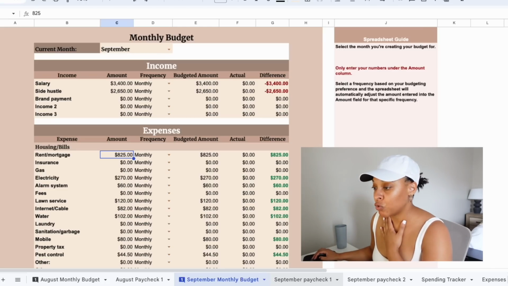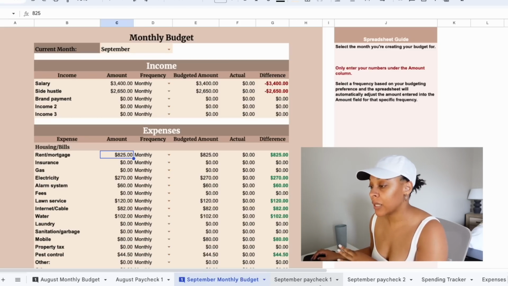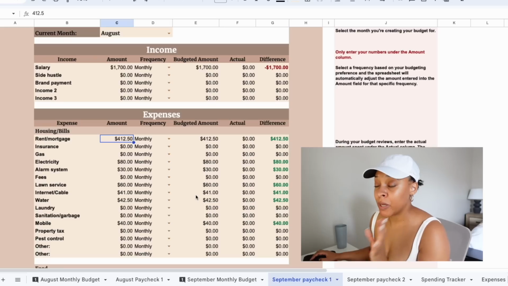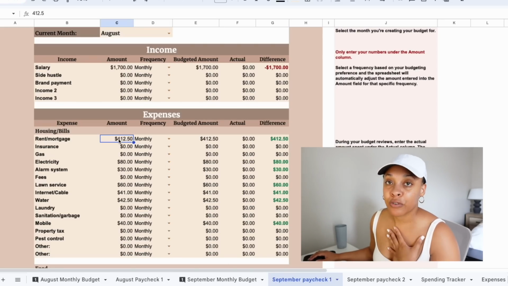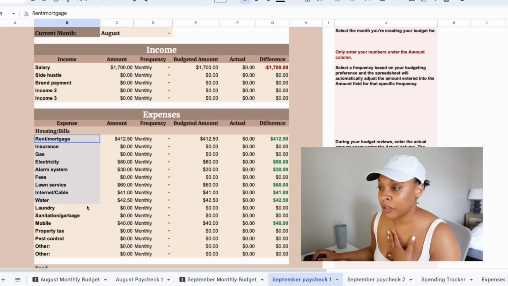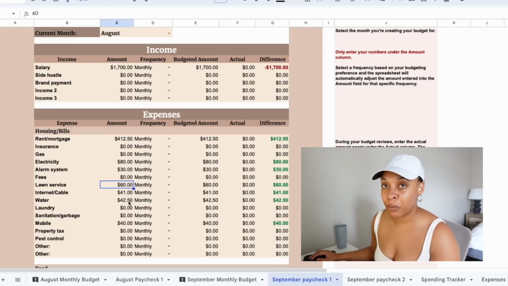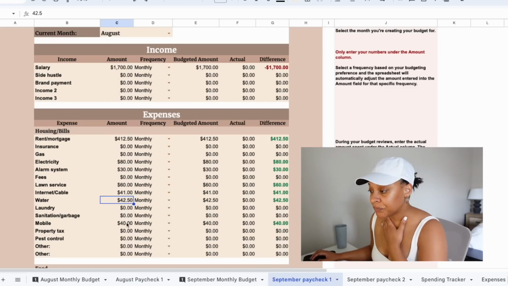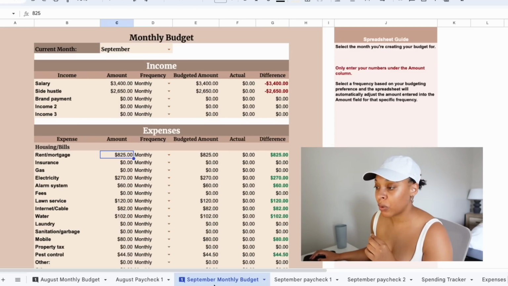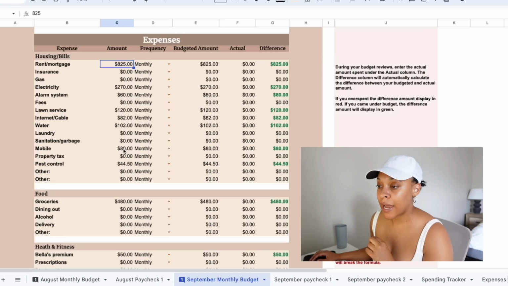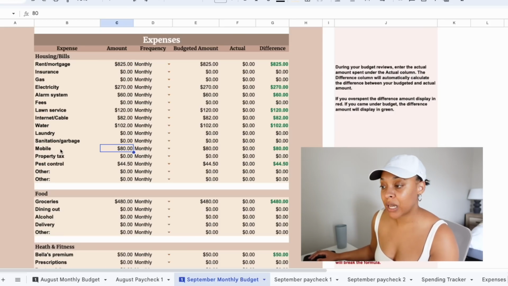So I have to divide $825 up amongst both paychecks. And so I went ahead and copied August paycheck because I've already done this, and so that would be $412.50. And you'll see here that I have all of my housing expenses. Each one of these is what I would need to pull from paycheck 1 in order to reach the total monthly amount. So here I have my cell phone bill as $80 per month, and that is rounded.